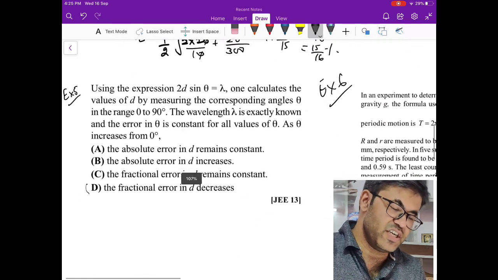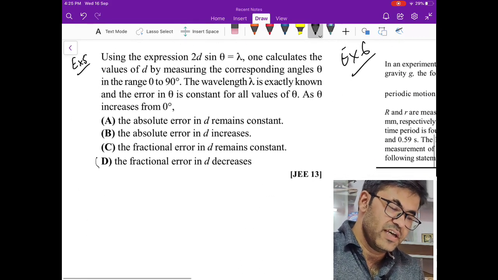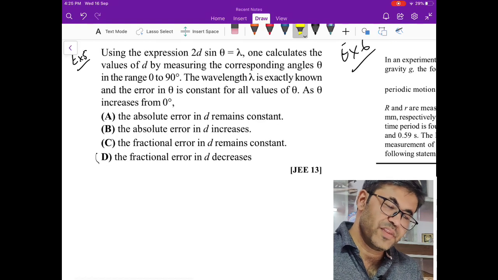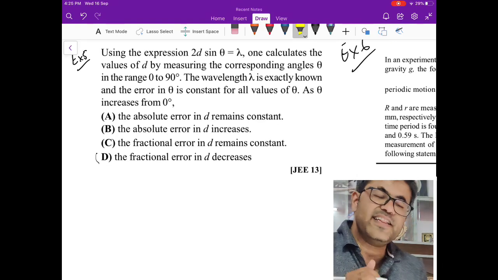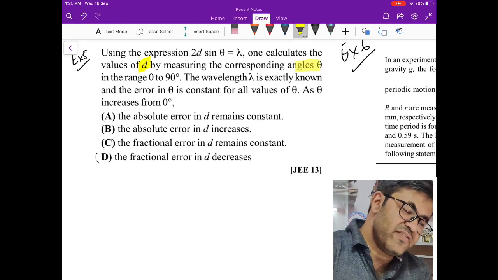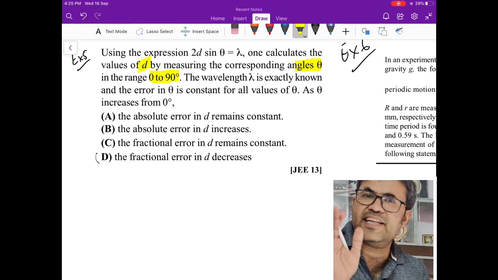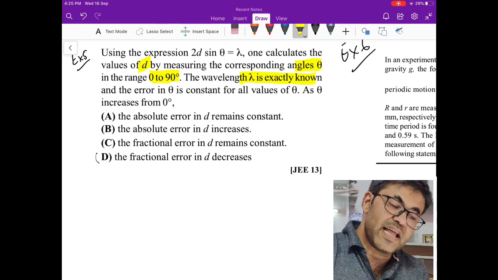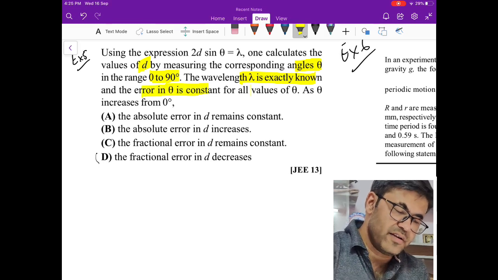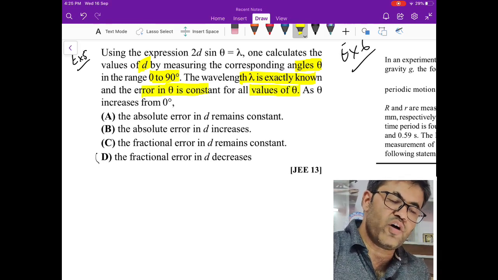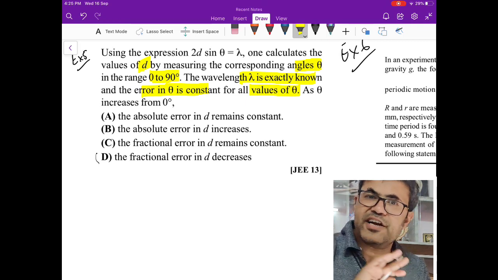So there were two questions. Now this is one of a very interesting question. Use the expression 2d sin theta is lambda. One calculates the value of d by measuring the corresponding angle theta, which is in the range 0 to 90, that is acute angle only. Wavelength lambda is exactly known, so no error. And the error in theta is constant for all values of theta. That means delta theta you have to take as constant, whether it is 30 degree, 60 degree, 90 degree.